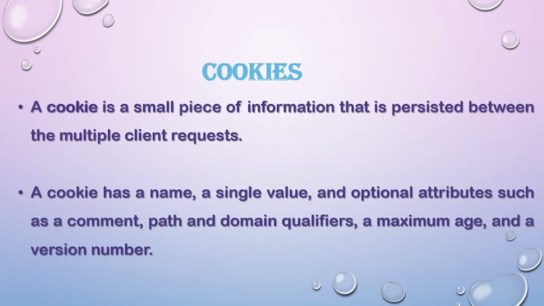A cookie is a small piece of information that is persisted between multiple client requests. A cookie has a name, a single value, and optional attributes such as comment, path and domain qualifiers, a maximum age, and a version number.